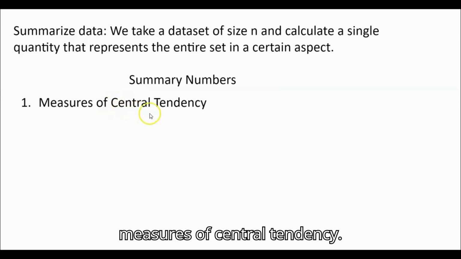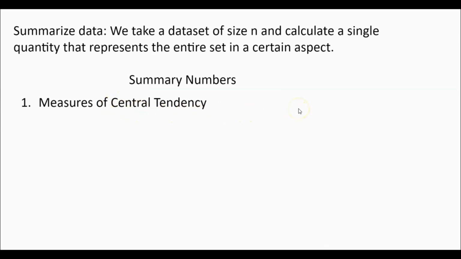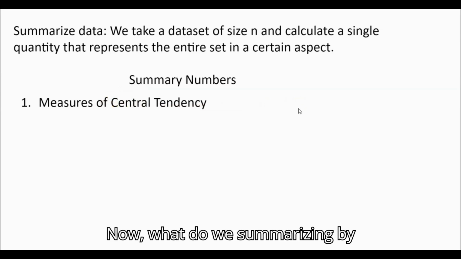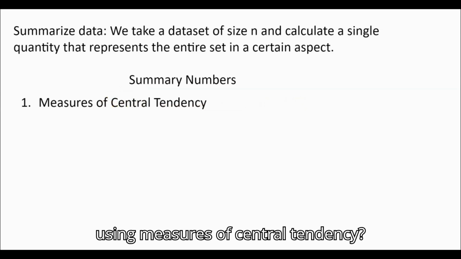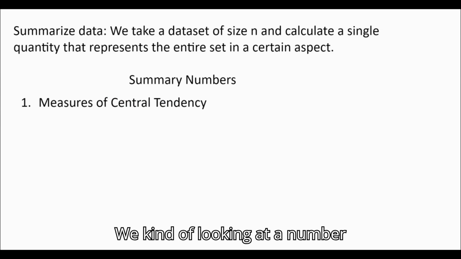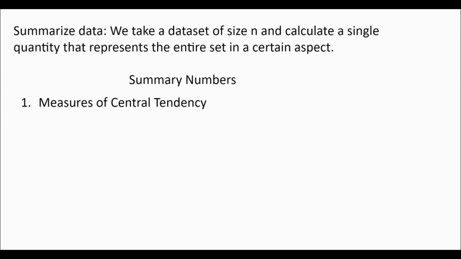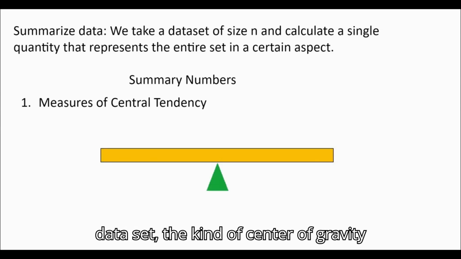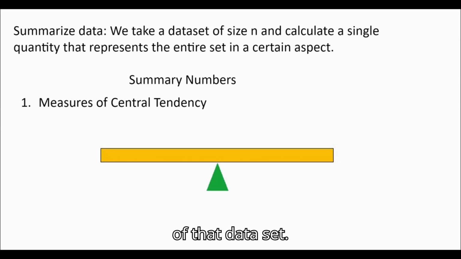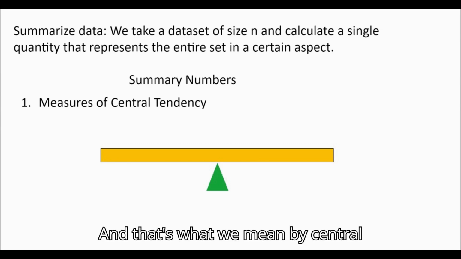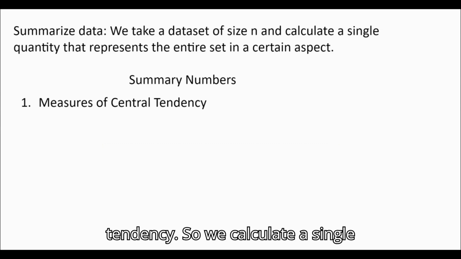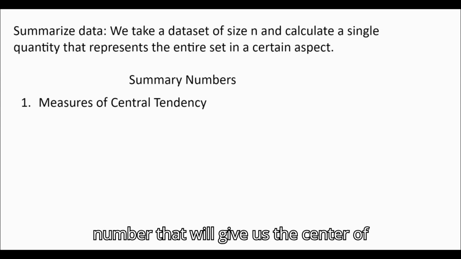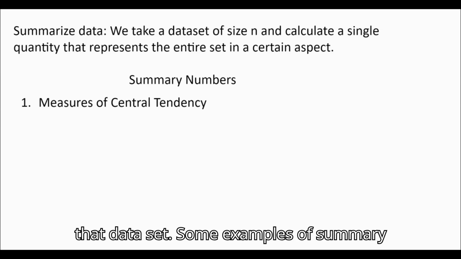The first type is measures of central tendency. Now, what are we summarizing by using measures of central tendency? We're looking at a number to represent the center of the data set, the center of gravity of that data set. And that's what we mean by central tendency. So we calculate a single number that will give us the center of that data set.